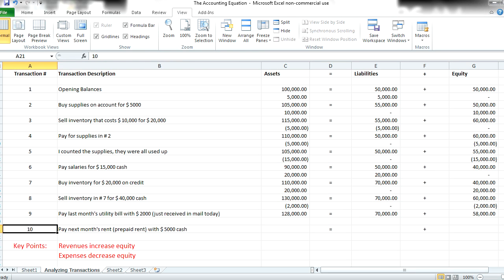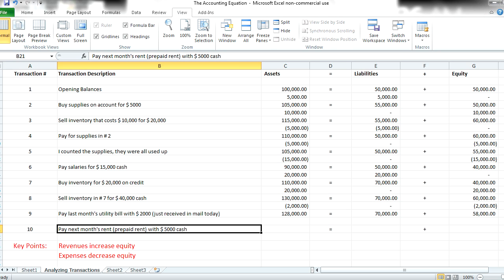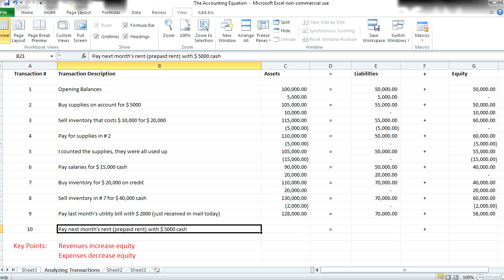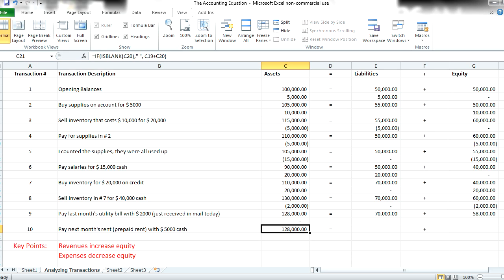And finally, in transaction number 10, we're going to pay next month's rent, and we'll talk more about prepaid rent in chapter 3, but when we have a prepaid expense, we record an asset. So in this case, we're giving up an asset, which is $5,000 in cash, and we're gaining a prepaid expense worth $5,000. So we're giving up an asset and we're gaining an asset, and so these two transactions are just going to be a wash. There's no effect on assets. There's no effect on liabilities, and there's no effect on equity.